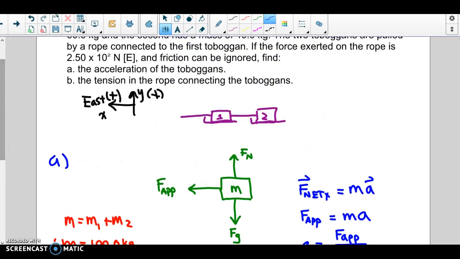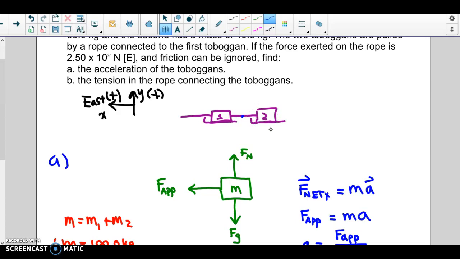Now for B, I need the tension in the rope connecting the toboggans. So I'll go back to my original picture. I want the tension here. I can't solve for the tension by analyzing this free body diagram, because in this free body diagram, the tension is internal. So if I want to figure out the tension between these two toboggans, I'm going to have to choose one of them to draw a free body diagram for separately. It doesn't matter which one you choose because you can solve it very easily either way.